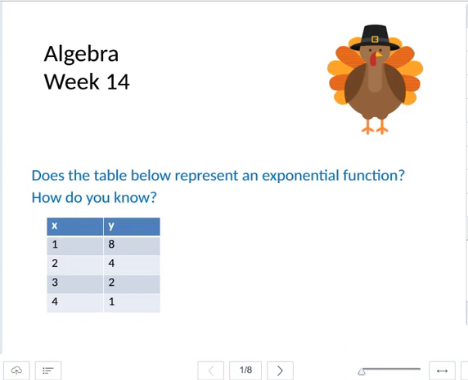So make sure you've got your math notebook, and I would like you to do this in your math notebook. I've got a table below with some x terms and their corresponding y terms. And I want you to determine if the table below represents an exponential function. And how do you know if it is or is not an exponential function? So go ahead and click pause and try this on your own. And then when you're ready to check your work with mine, go ahead and click play.